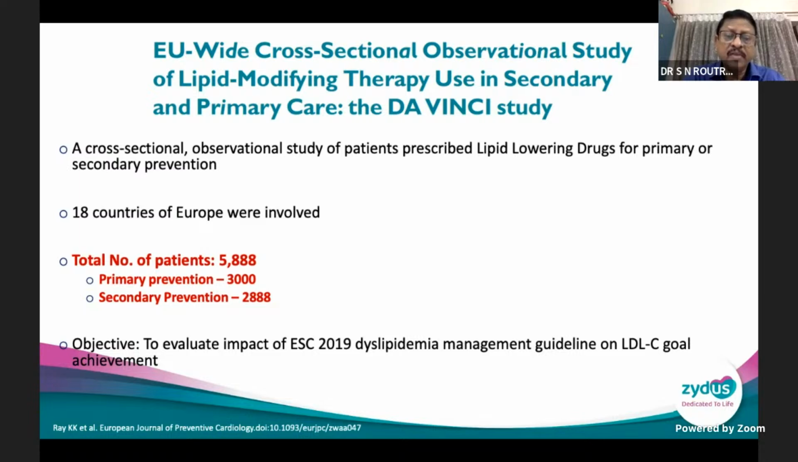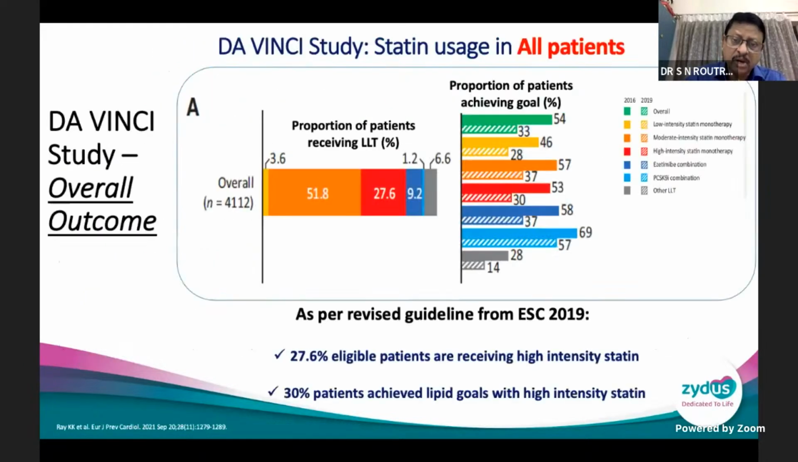What is the objective? To evaluate the impact of the ESC 2019 dyslipidemia management guideline on LDL cholesterol goal achievement. So according to this guideline, what percentage of patients achieve the target? What does the DA VINCI study show? Overall patients were seen according to the proportion receiving lipid lowering therapy. 27.6% are eligible to receive high intensity statin. According to the 2016 and 2019 guidelines, what target was reached? In this study, only 30% of the patients receiving high intensity statin achieved the lipid goal.